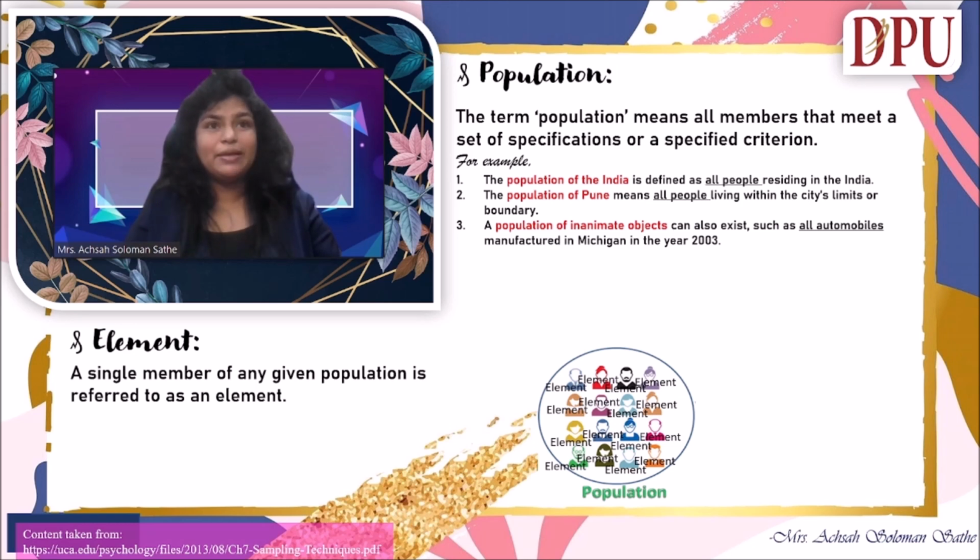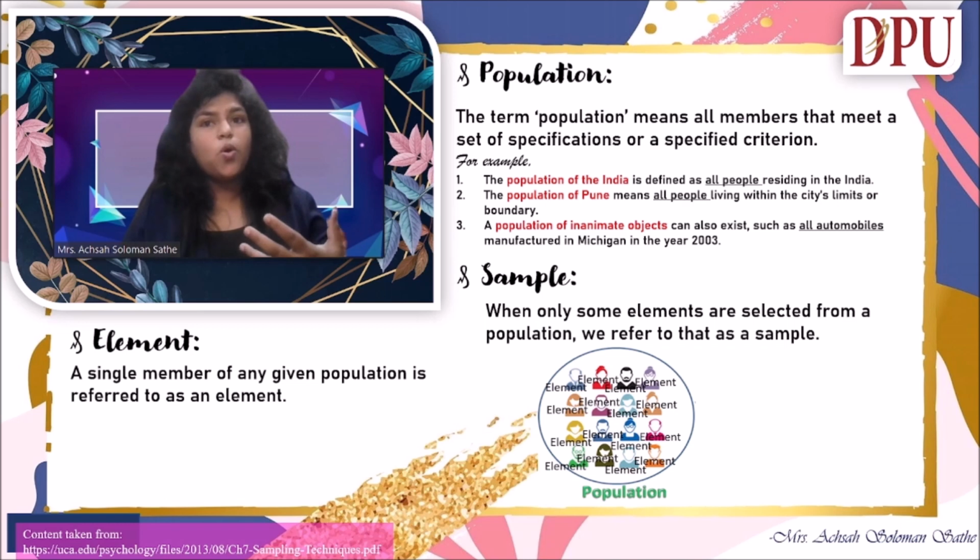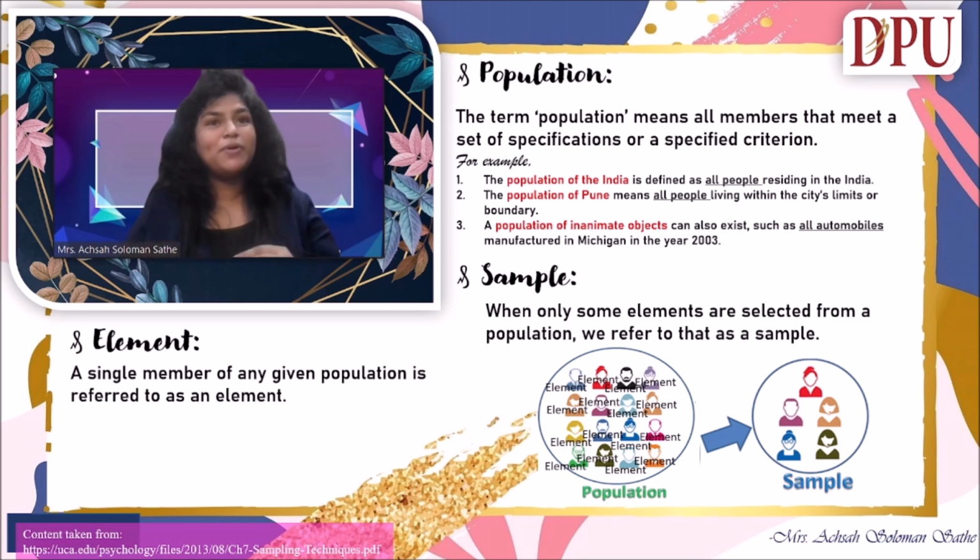Now, then what's a sample? So from this huge population, we carefully pick out a few people who are representative of the entire population, and that's where we get our sample. When only some elements are selected from a population, we refer to that as a sample. And so, can you see, from the elements, we pick out a few people who are perfect representatives of the population that we are concerned with. Once we get that small group, we work on that small group, and the results that we get, we generalize it to the entire population that is there.